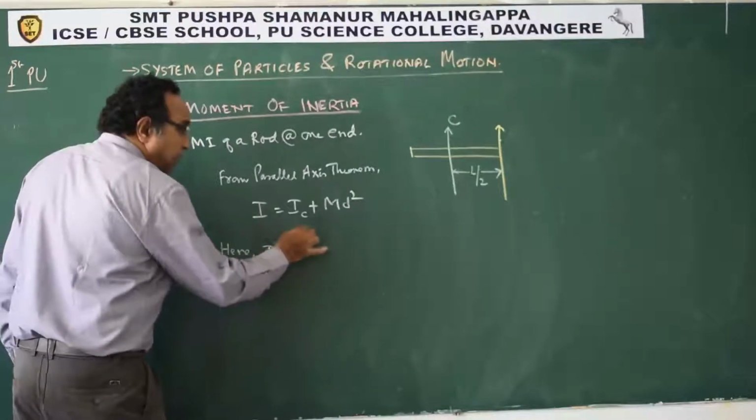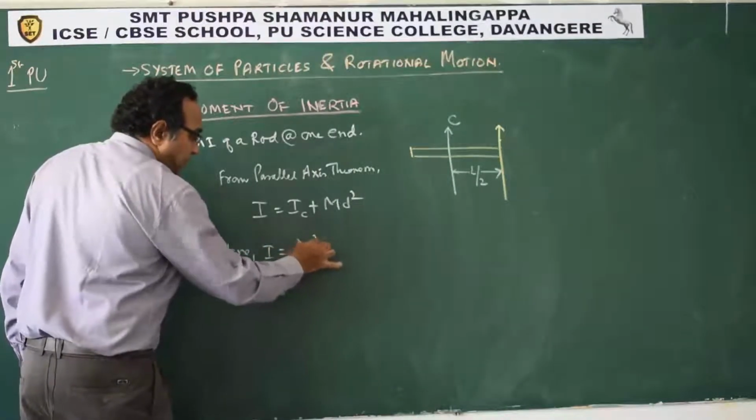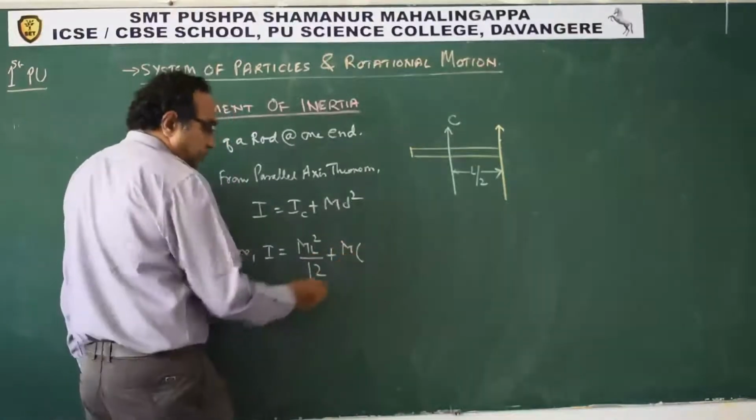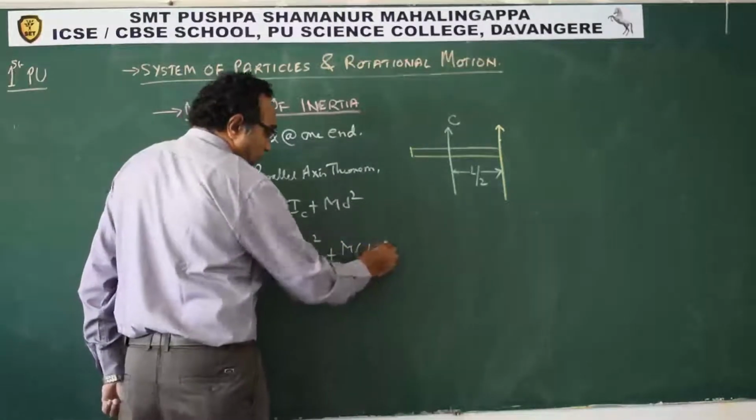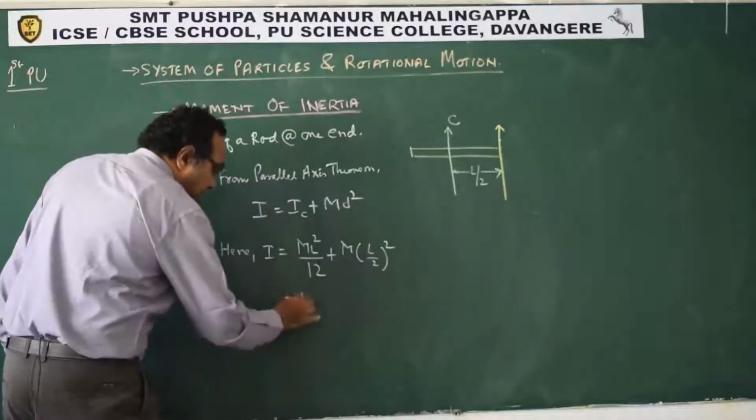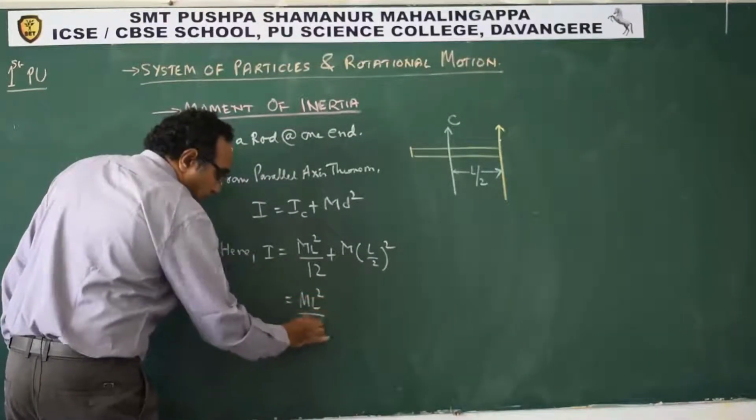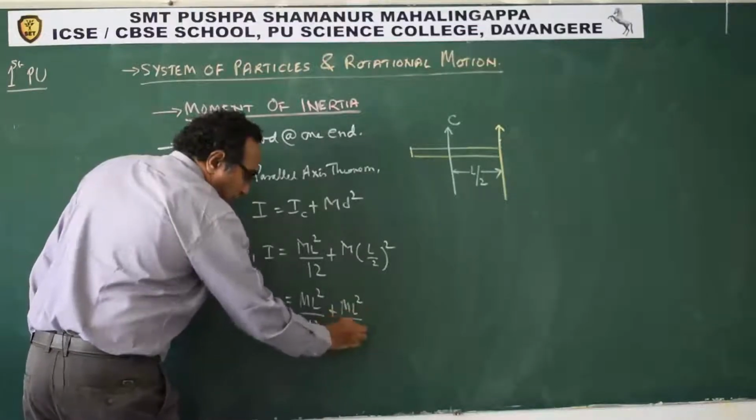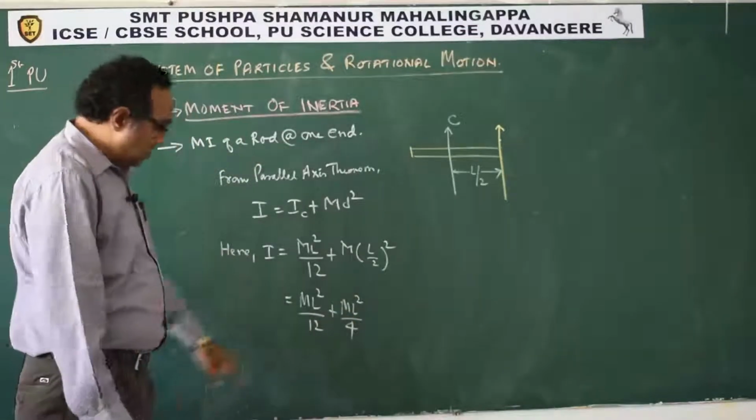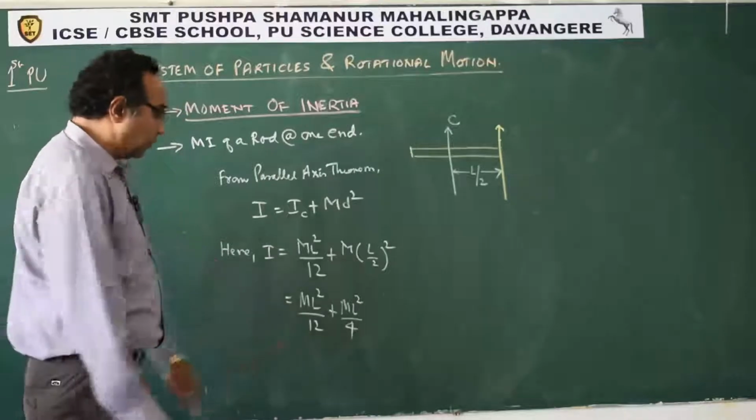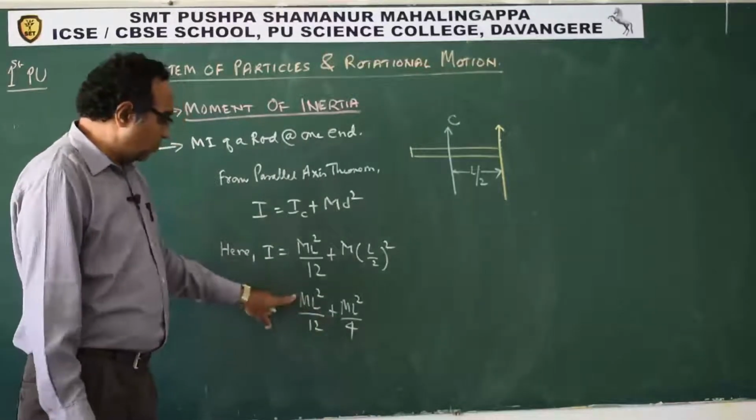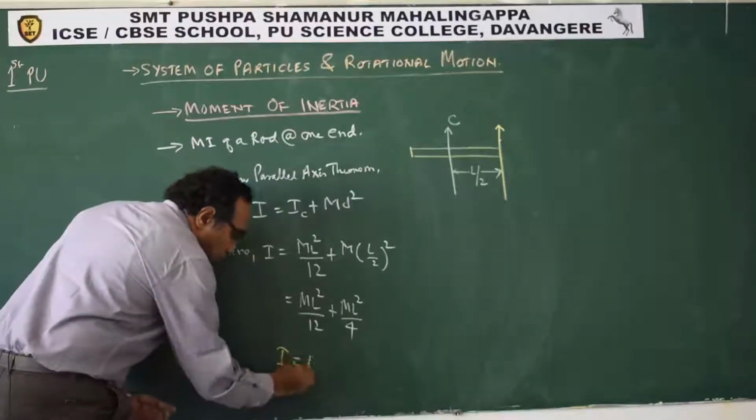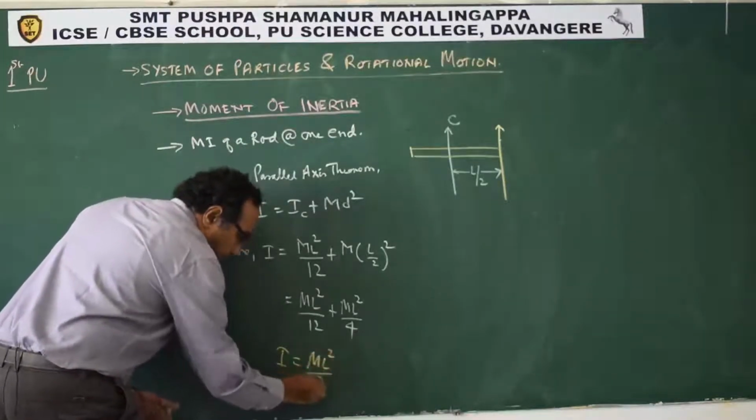So here I will be IC, the moment of inertia about the central axis, which is ml square by 12, plus m, and what is the distance between them? L by 2 square. So what we get is m L square by 12 plus m L square by 4. Please simplify this. So what you will get? 3 by 12, 4 by 12, ml square by 3. So we get I is equal to ml square by 3.